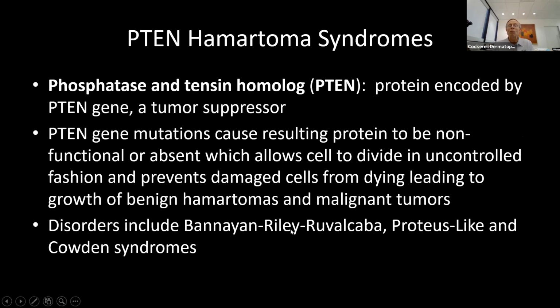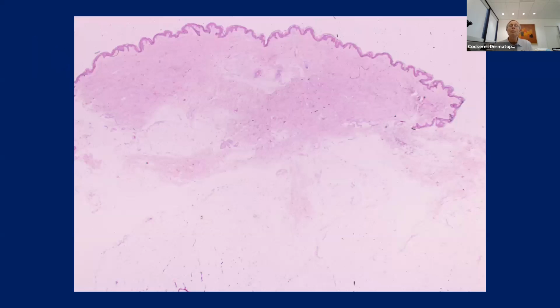This Bannayan-Riley-Ruvalcaba syndrome, which I believe has got some vascular abnormalities with it as well. And then there's the Proteus syndrome too. That's associated with this PTEN mutation. So this is important. Boards love to ask these kind of questions about this. So make sure you have good knowledge of some of those other relatively rare PTEN hamartoma syndromes.